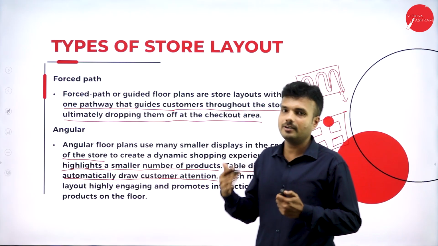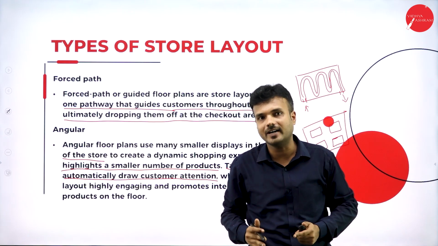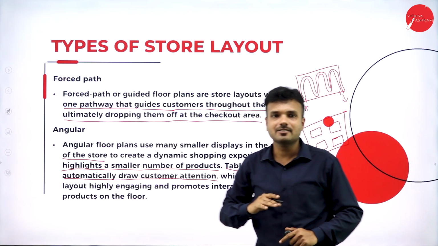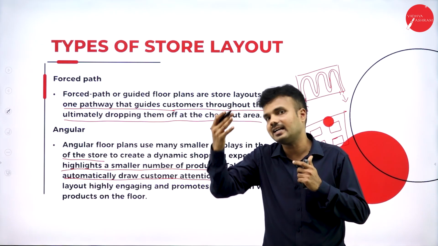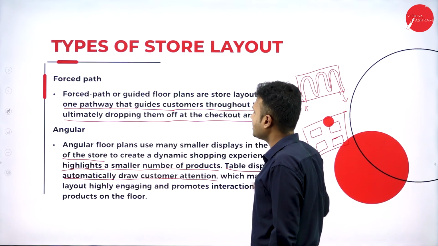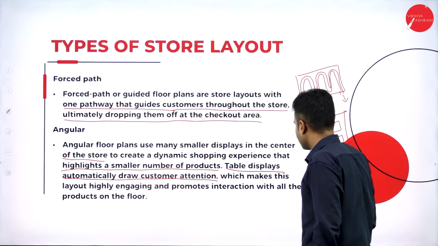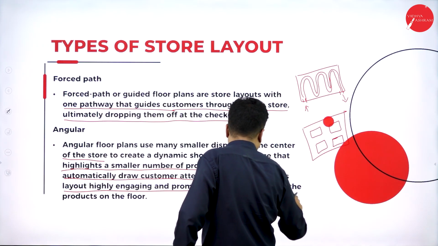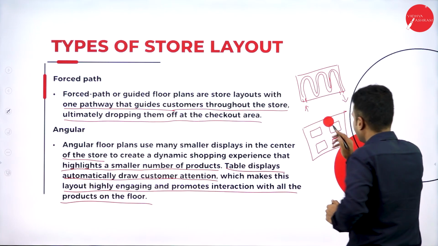What happens when you enter the retail outlet? There are a number of products. Which product are you going to visualize first? It matters a lot. In the same way, in this angular path, they keep a very small quantity of the product, which gets attracted to very easily, because there is a small number of products, which makes this layout highly engaging and promotes interactions with all the products on the floor. It helps the customer interact with all the products available in the layout.